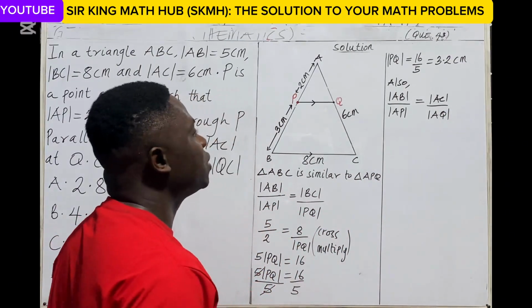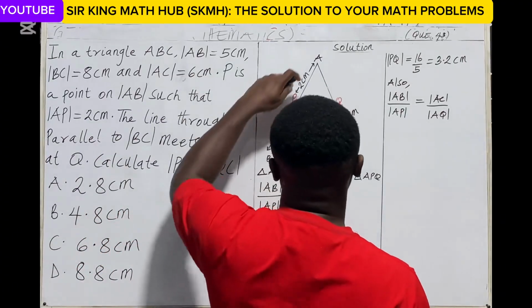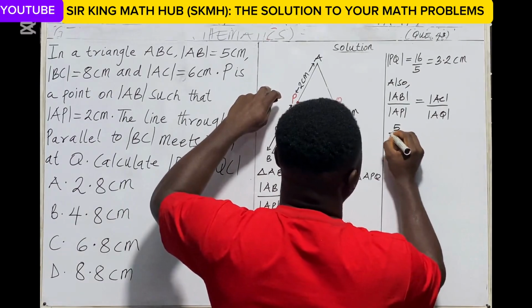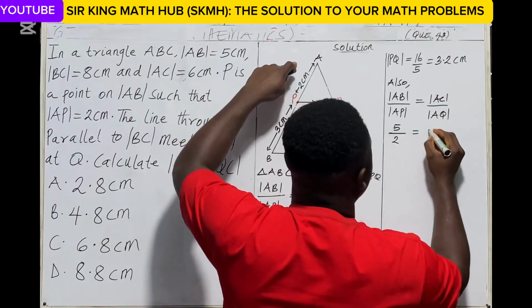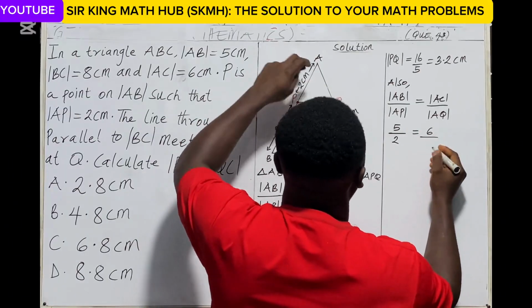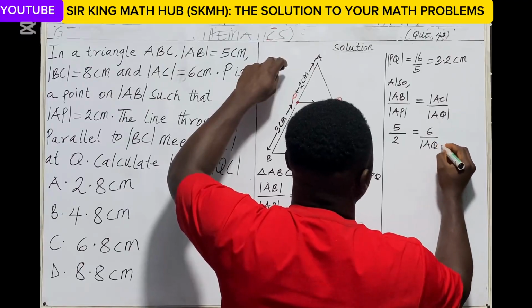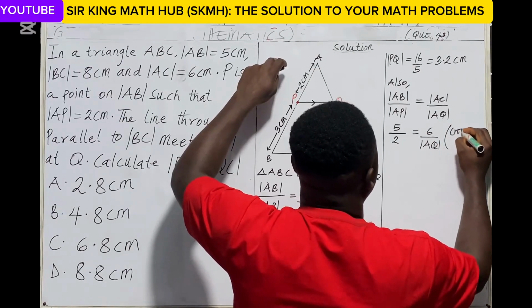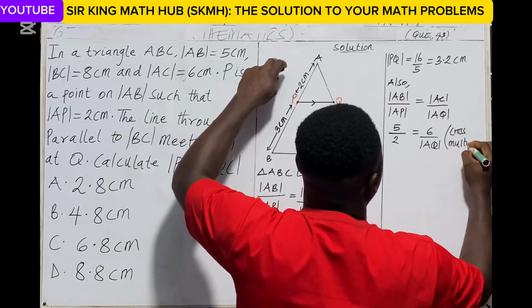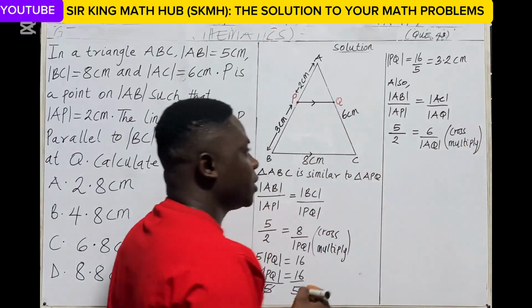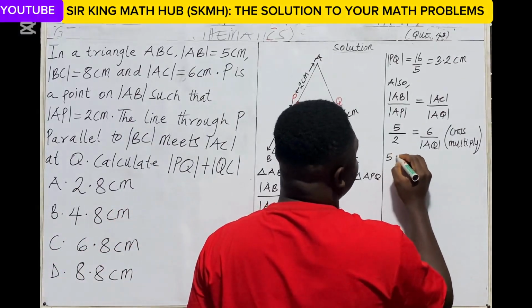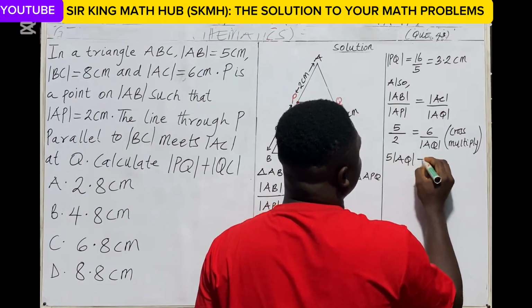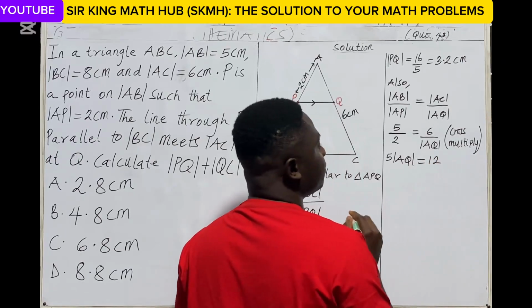So now let's do the substitution. What is the length of AB? AB measures 5 centimeters. What is the length of AP? We have 2. The length of AC, we have 6. The length of AQ, we don't know. That is what we are looking for. So let's cross multiply. Okay, so we have 5 multiplying AQ. So this is 5 AQ, and then 2 times 6, that is 12.